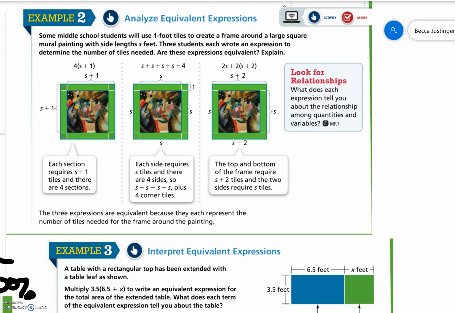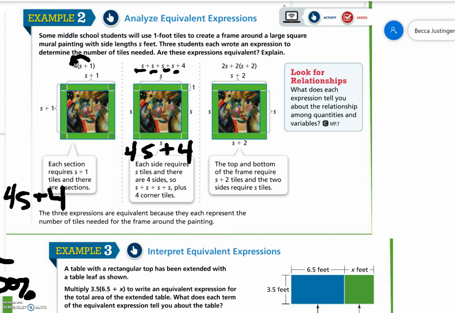So this expression has 4 on the outside and s plus 1 on the inside. When I see a number on the outside, I know that I have to use the distributive property. So I'm going to distribute in the 4. 4 times s gives me 4s, and 4 times 1 gives me 4. The next student, combining like terms, I've got an s, s, s, s. That's 4 total s's. So that's 4s plus 4.